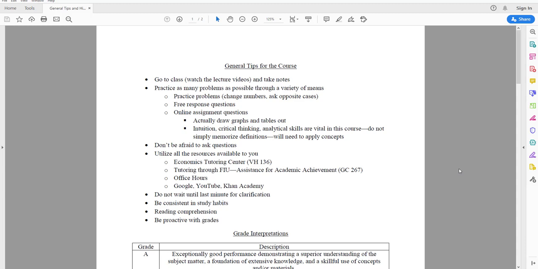Now let's go ahead and explain a few general tips for the course. How can you exactly do well in this class and get the highest grades possible? So it's going to be fairly self-explanatory. So what is going to be expected of you? Obviously, you should go to class, i.e. watching the lecture videos and take notes.